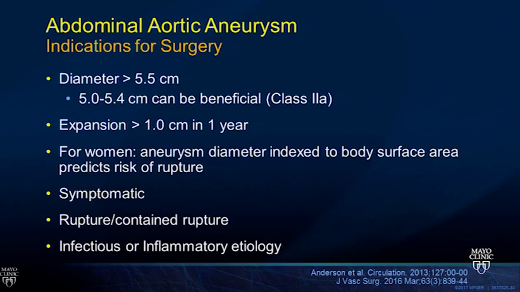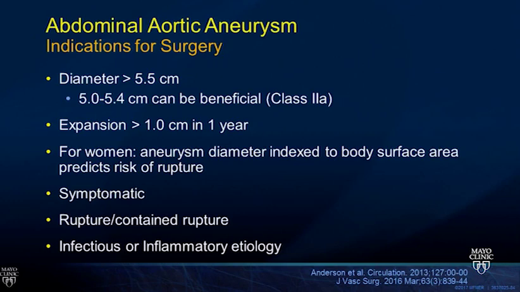And this is interesting. For women, we're starting to get a sense that we need to be indexing their aortic diameter to their body surface area. That's not in any of the guidelines, but there's really interesting data coming out. There's a cutoff of 2.75 centimeters per meter squared that correlates with a diameter of 5.5 aneurysm for men. And so I think down the road we'll understand more what cutoffs we should be using and if we really should be indexing for women the aneurysm diameter to the body surface area.